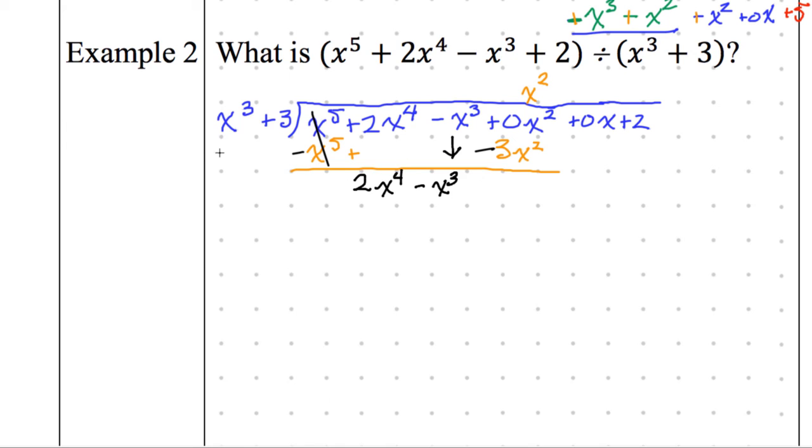So I need to ask myself, how many times does x to the power of 3 go into 2x to the power of 4? And the answer is 2x. There it is. So 2x to the power of 4. 2x times 3 is 6x, so plus 6x. And I need to subtract them. Minus, minus, those go away. And then I'm going to get this negative 7x.